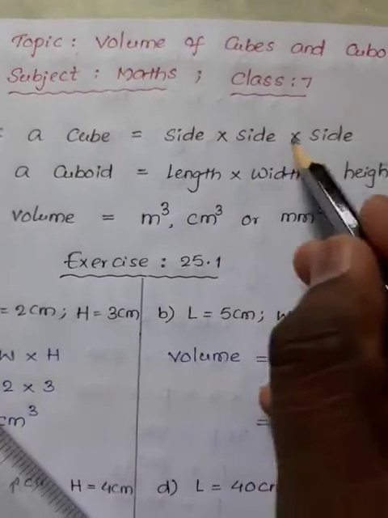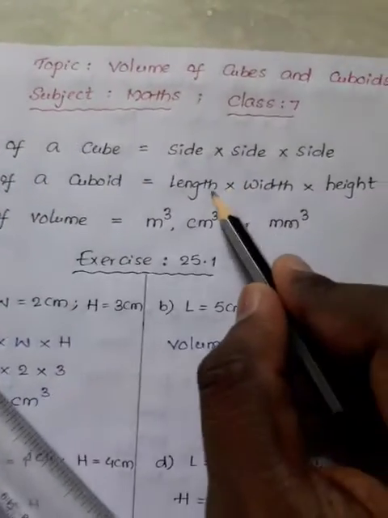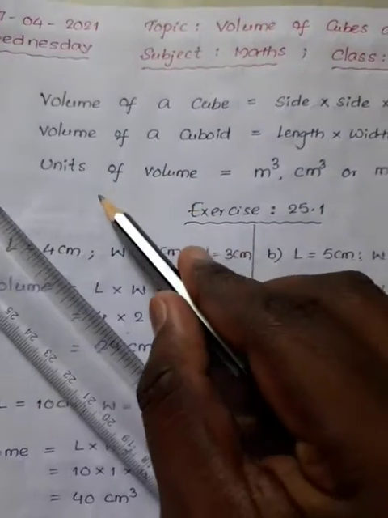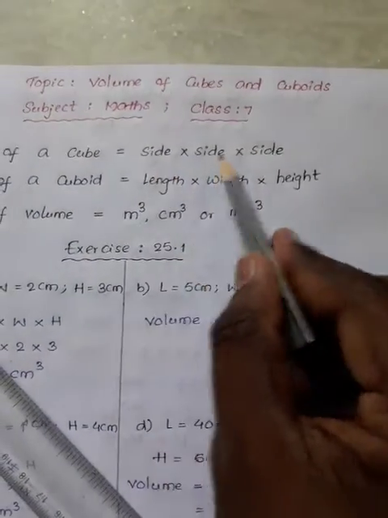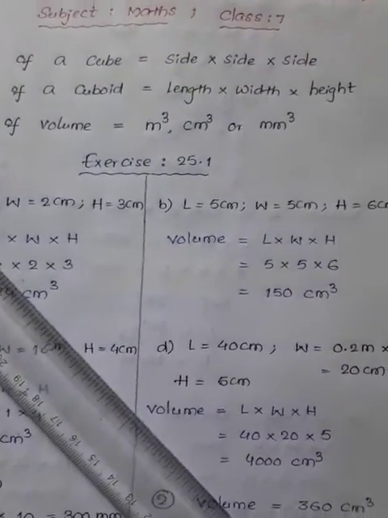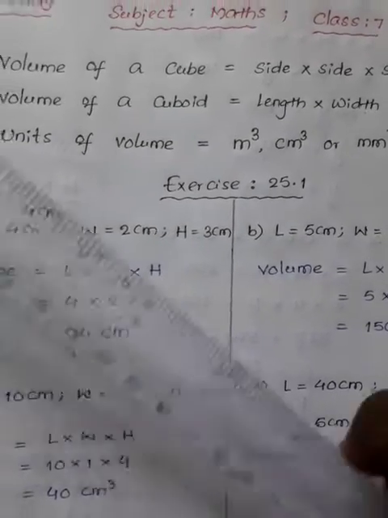Then we can say side into side into side, and the volume of a cuboid is length multiplied by width multiplied by height. The unit is in terms of meter cube, because there are three sides now. If two sides, squares. If three sides, it should be cubes: meter cube, centimeter cube and millimeter cube.